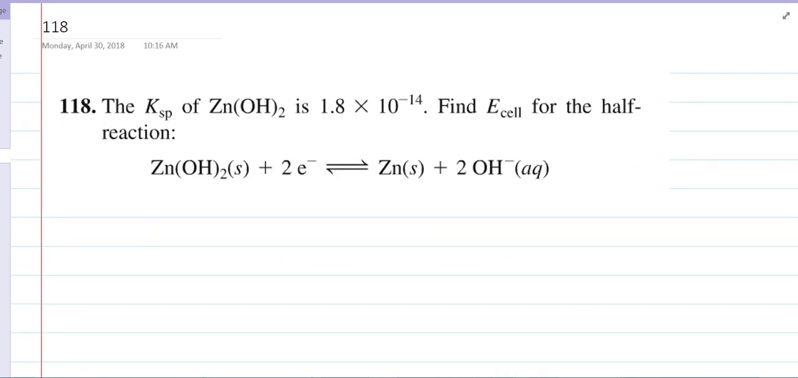Number 118. The Ksp of zinc hydroxide is 1.8 times 10 to the negative 14th. Find E cell for the half reaction here. Okay, well, the reduction looks like Zn2+ plus 2 electrons going to Zn, with E standard of negative 0.76 volts, and n equals 2 for that reduction. So I have Zn2+, right? Because zinc hydroxide is sparingly soluble, so it's going to go partially into solution to get reduced.